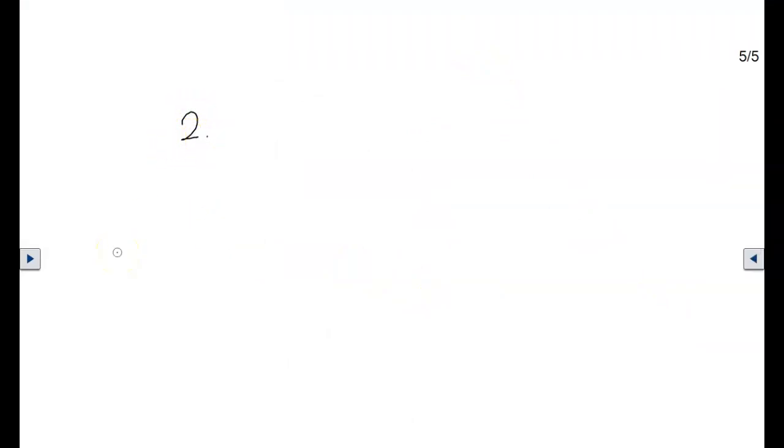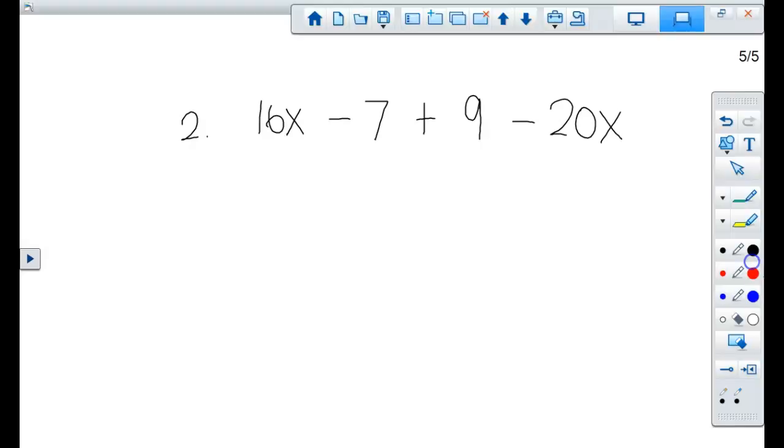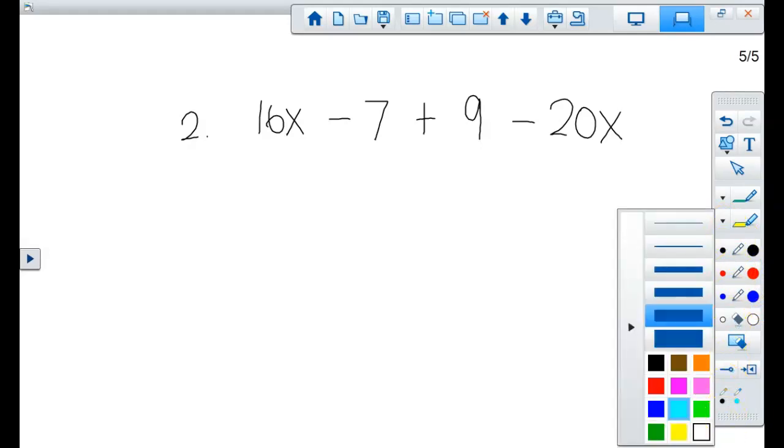Okay, let's take a look at this problem. 16x minus 7 plus 9 minus 20x. Now, as I'm writing this down, let me remind you, when you're writing your problems on your paper, don't be squishy. So don't try to squish things into a small amount of space. Give your problems room to move. Give them room where you can see what you're actually working with.